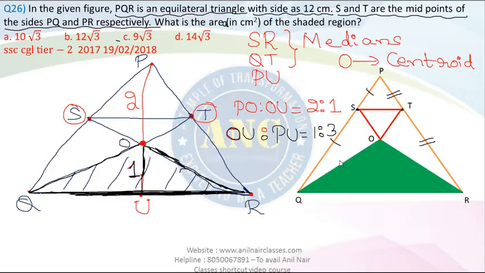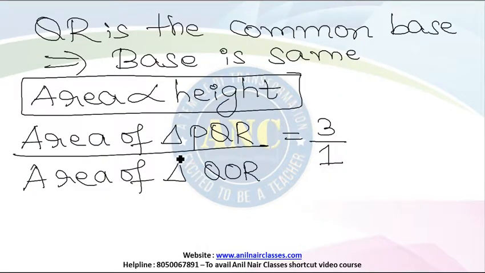But are they asking you the area ratio, sir? No. They are not asking you the area ratio. They are asking you the area of this shaded triangle QOR. But do you know the value of PQR area? No. You don't know the value of PQR area directly given in the question. But I know that PQR is an equilateral triangle.